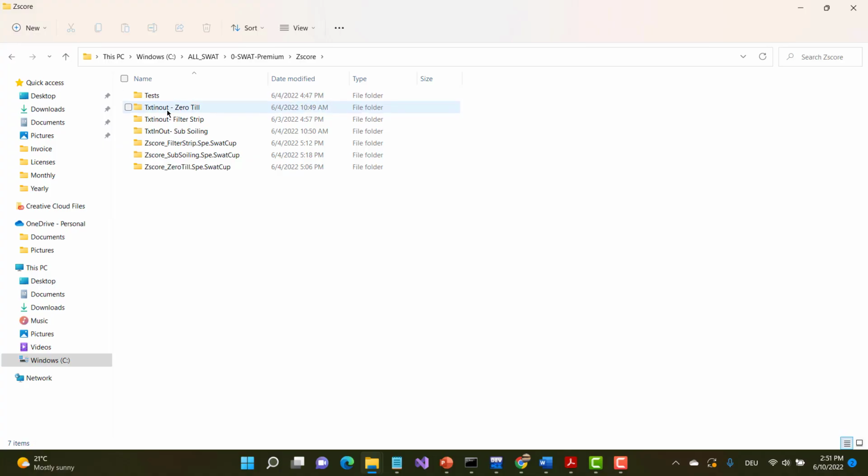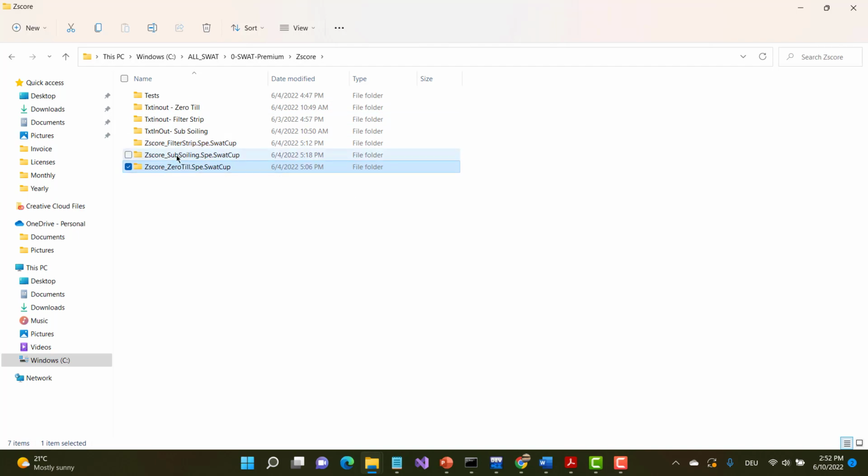I have made 3 TxtInOuts, right? This is TxtInOut for zero tillage after I implemented it in SWAT, in ArcSWAT. This is TxtInOut for filter strip and TxtInOut for the initial model, the subsoiling, where the farmer is practicing subsoiling. And then each time I copied TxtInOut into my base model. My base model was this one, the subsoiling was the base model. And then I built the TxtInOut and copied it here. So this is 3 SWAT-Cup projects.